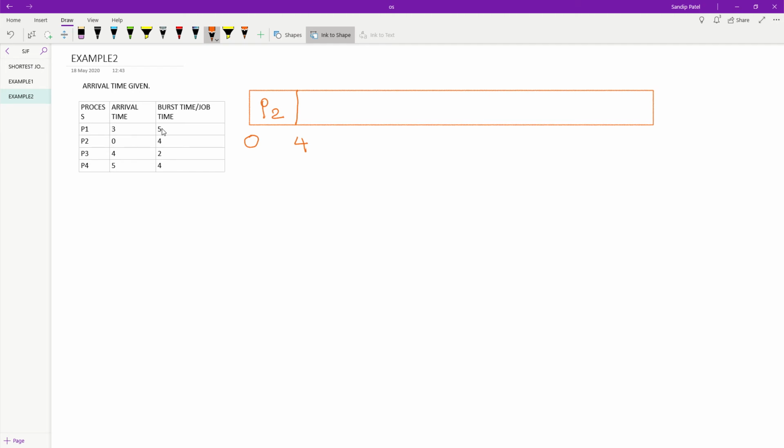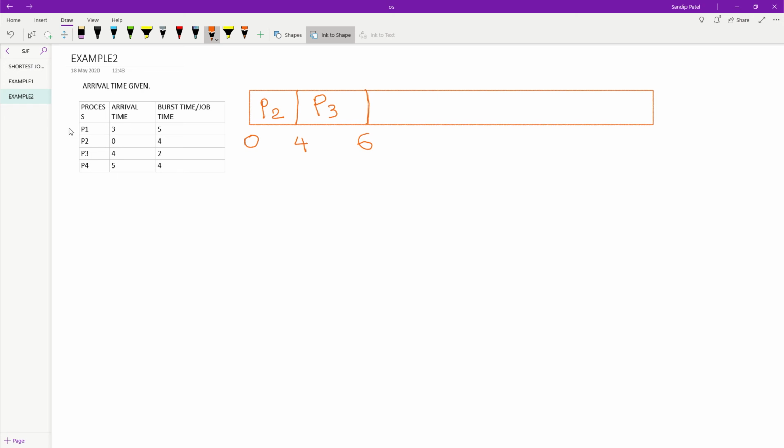The burst time or job time of P1 is 5 milliseconds, and the job time of P3 is 2 milliseconds. Out of these two, the lesser one is 2 milliseconds. So we will select the process P3 with the lesser job time. It requires 2 milliseconds. So 4 plus 2, that's 6, right? So 4 plus 2 is 6, at the 6 millisecond.